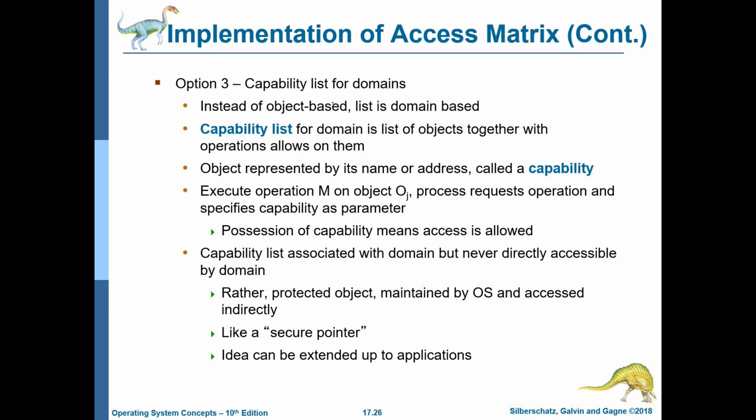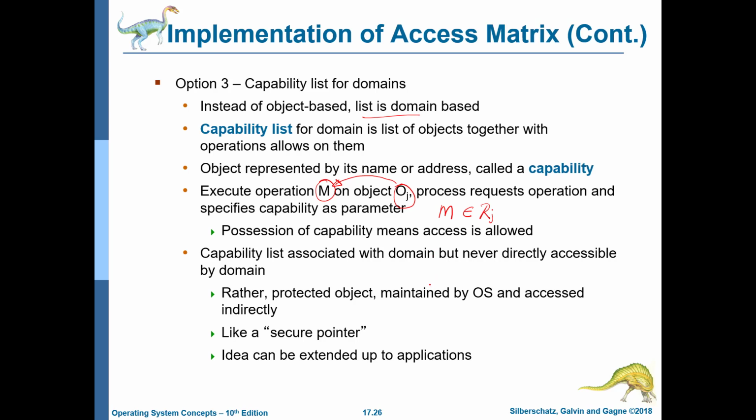Expounding on this idea of a capability list for domains, if we create the list domain based, we'll have a capability list for each domain. And there again, we can get rid of the empty or sparse entries, and simply look at all the objects and the operations that are allowed on top of them. For example, if there is an execute operation M on object OI, any time a given process executes, we just look at its capability list. For object OI in its right set, is M an element of it? So we basically check if M is an element of the right set of object J. Anytime I possess a capability, it means that that access is allowed.